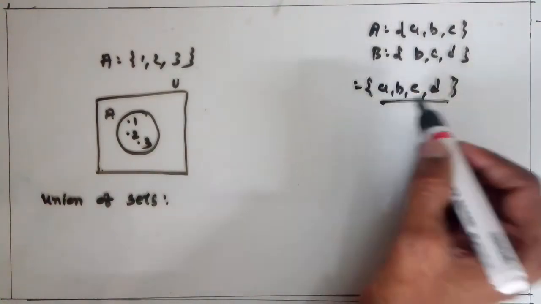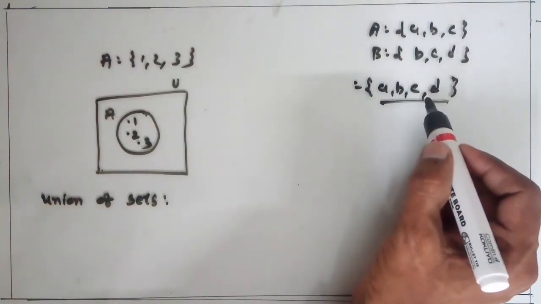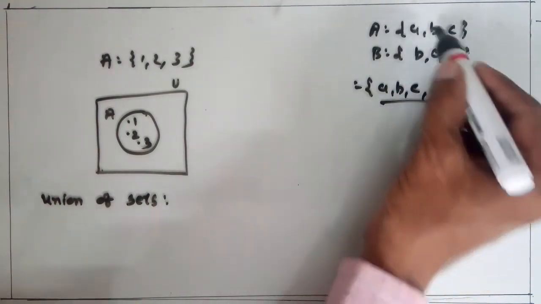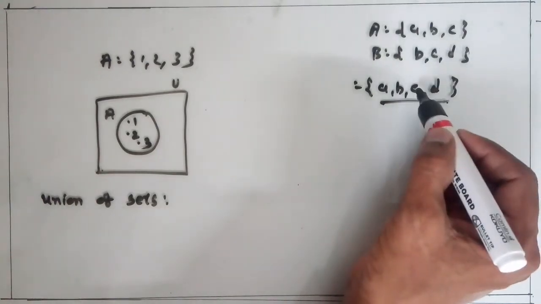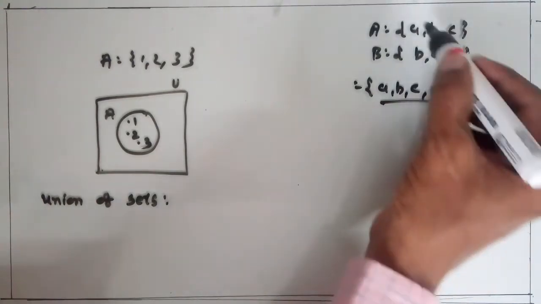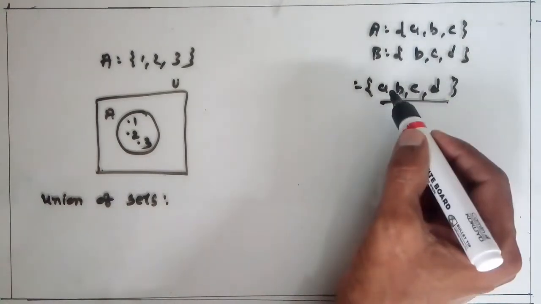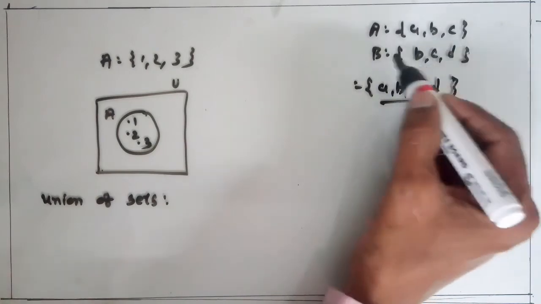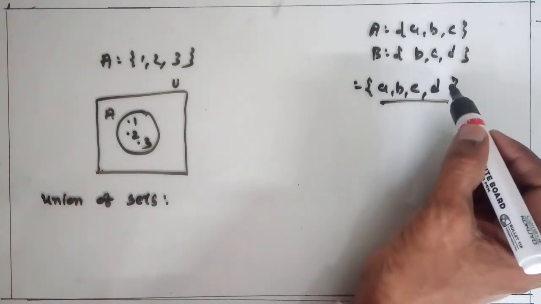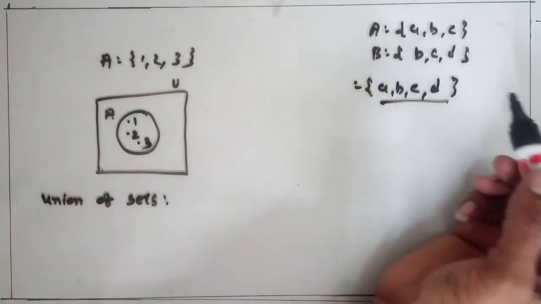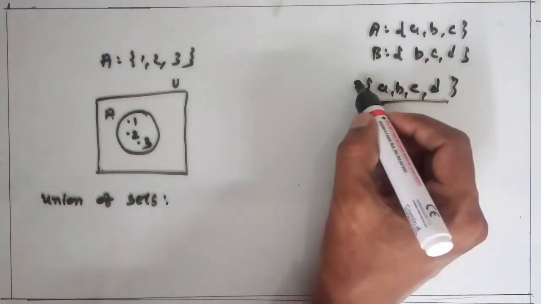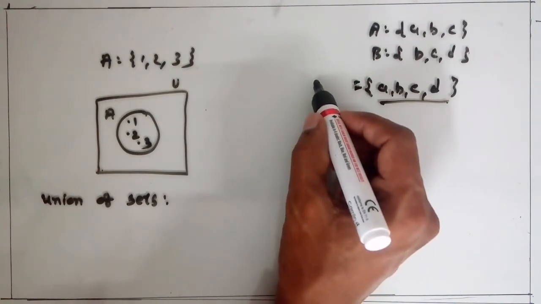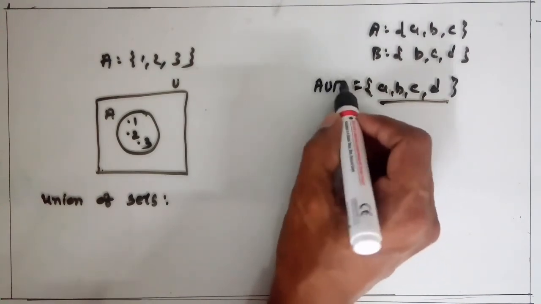Remember this, this set is a set of all members which are in A or in B or in both. B and C lie in both, so this set contains them. A lies only in A, but this new set contains this A. D also lies only in B, but this new set contains this element D. Clear? So this set is called the union of A and B, and it is denoted by A union B.